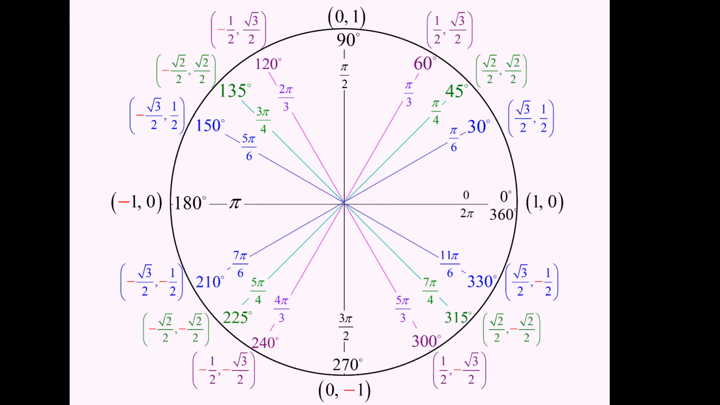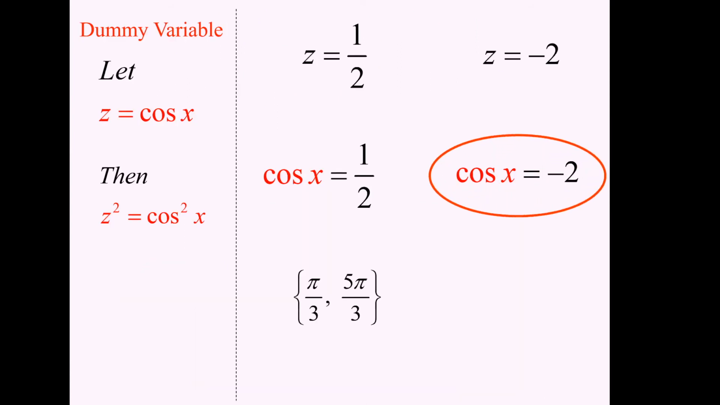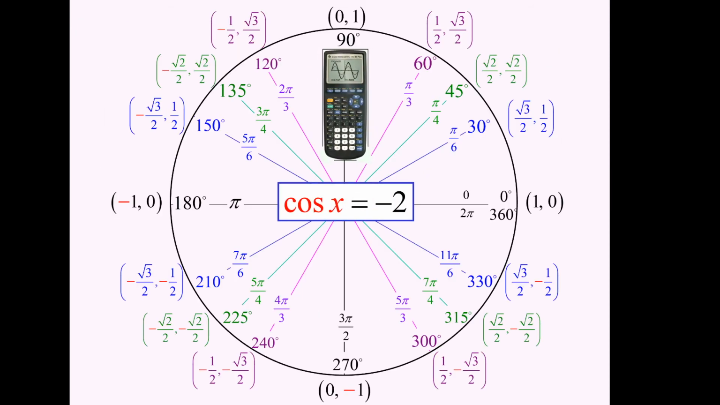So for inverse of cosine of 1/2, what we have here is in quadrant 1 and quadrant 4. So we got pi over 3 and 5 pi over 3. And now what about inverse of cosine of negative 2? According to the unit circle, there's no answer to be found.